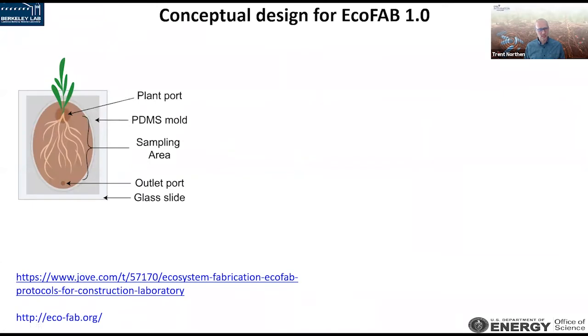This was the design that we came up with. It's just a silicon rubber device on a microscope slide that forms a root chamber. And you have a plant port where the plant grows. I'll show you some pictures in a second. The roots grow down along the microscope slide so you can image them. And then you have some sampling ports for collecting the exudates. If you're interested in this, this JoVE article goes through all the step-by-steps for making this, and all the designs for making these that I'm going to show you are available on this website here.